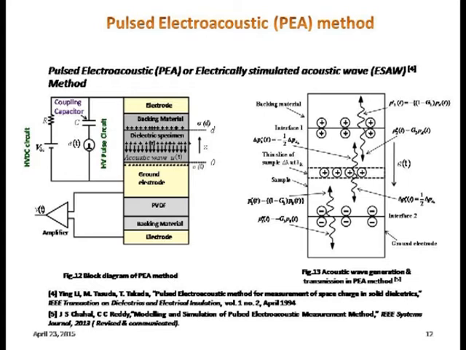So what is the thickness of this ground electrode? That is very important. Otherwise, the acoustic signal slowly moves here, and here it gets reflected, and it comes back again like this, and a part of the signal will be transmitted, like that.